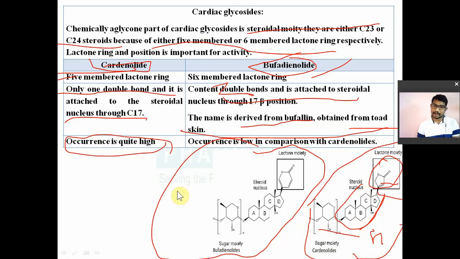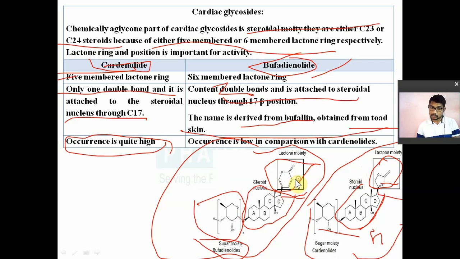Now the second one is the bufadienolides. This part is known as the sugar moiety. This is the steroid nucleus, the cyclopentanoperhydrophenanthrene nucleus. This position is numbered as the 17th position. At the 17th position, there is a 6-membered ring, and this ring has 2 double bonds. So in bufadienolides, there is a 6-membered lactone ring with two double bonds, and in cardenolides, a 5-membered lactone ring with 1 double bond.